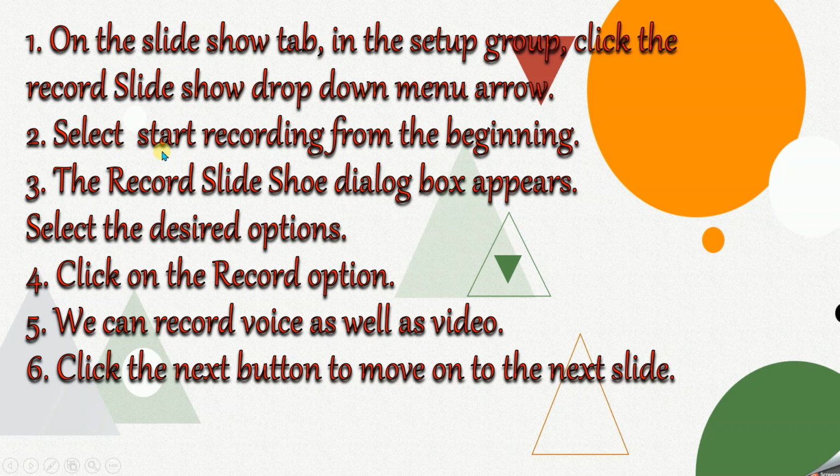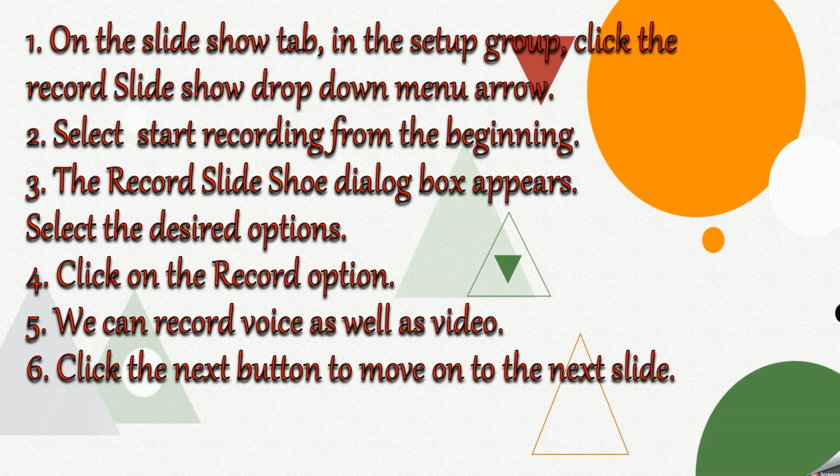So, by default I am going to take the option start recording from the beginning. Once I click on that button, a dialog box will appear. Once the dialog box appears, I need to select the desired options. Like I want to use a laser pointer, or I want to record the audio, and I want the camera also to be shown. All the options we can choose. Once the options are set, I need to click on the record option, which will be on the top left corner.